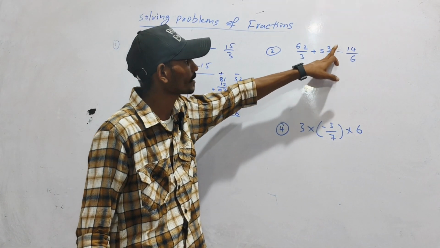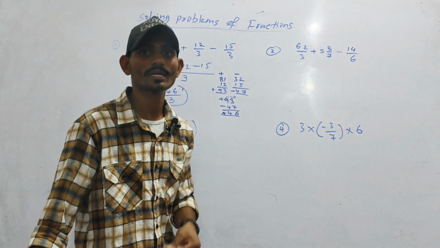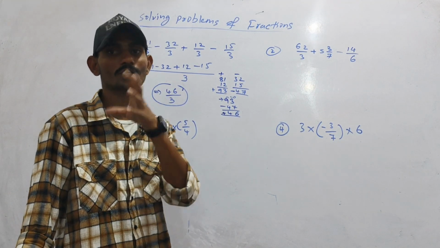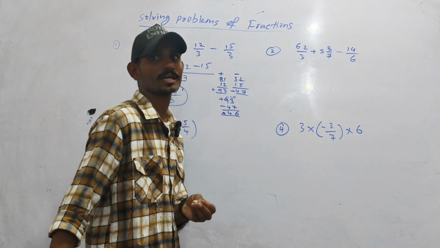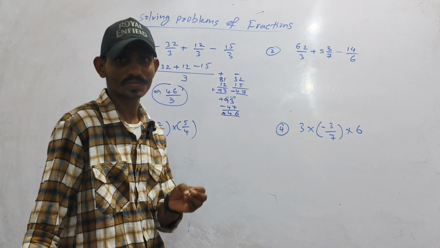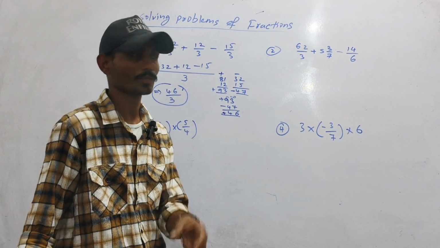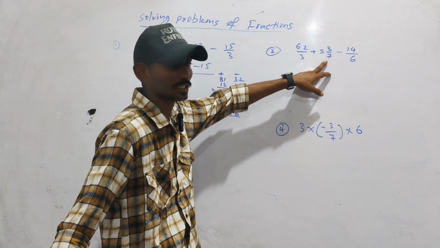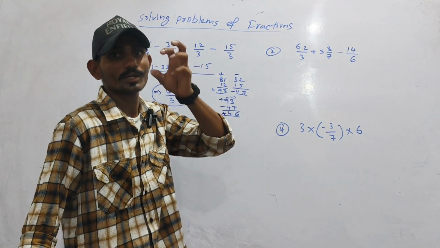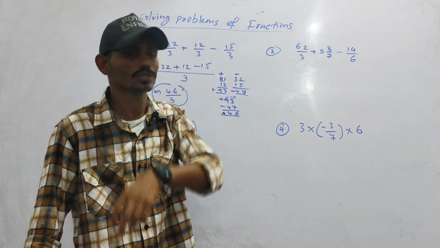But here, look at this, this is a mixed fraction. When you get a mixed fraction, it should be converted into an improper fraction. A mixed fraction should be converted into an improper fraction. After that, you solve the problems.